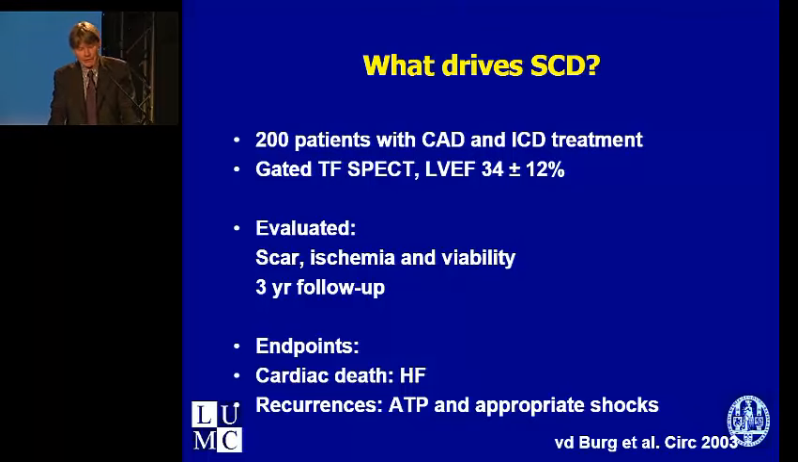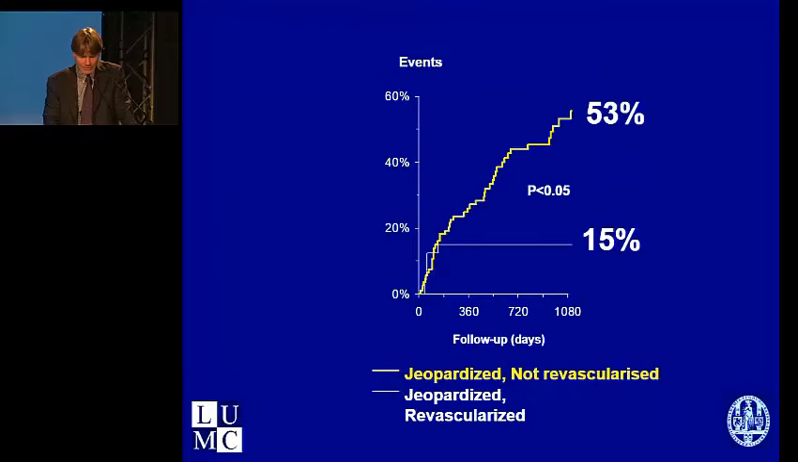So we looked at our database. 200 of these patients with coronary artery disease and ICD treatment had a gated SPECT study. The mean ejection fraction was 34 plus or minus 12%. And we evaluated on this simple scan the extent of scar tissue, ischemia, and viability with a 3-year follow-up. The endpoints that we used were cardiac death, heart failure deaths, recurrences, ATP, and appropriate shocks. ATP is another topic that we can discuss. Is that really a good endpoint, anti-tachycardia pacing? Also, that discussion has not been closed. Let's just look at what we have found.